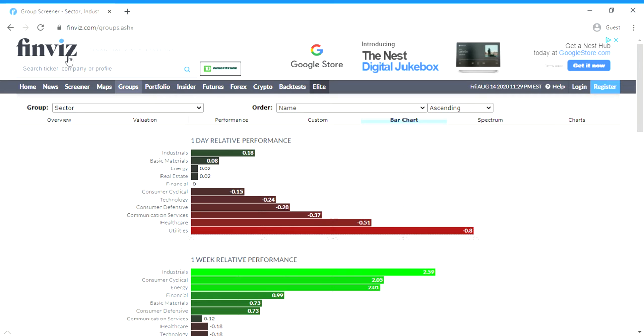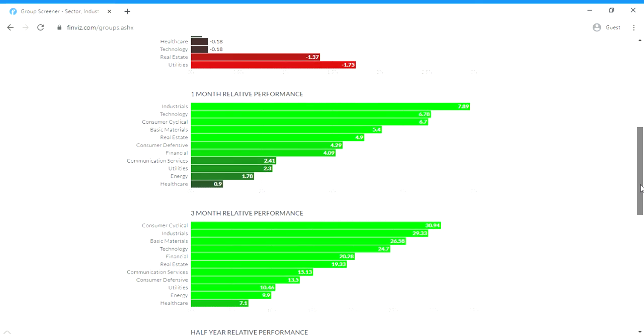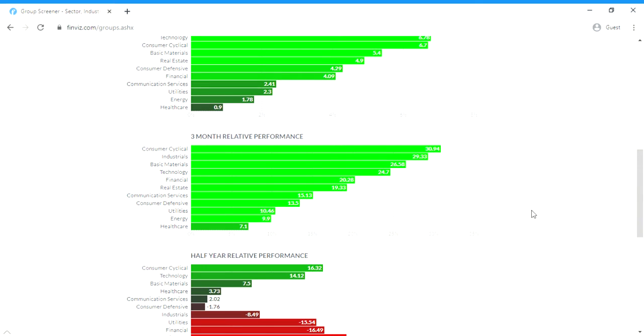Let's go with finviz.com. It's completely free. You don't have to pay for the subscription service. You can if you'd like. Next thing we do is we go to groups. We're going to scroll down to the 3-month relative performance. We're going to take the top 3 or 4 sectors here.